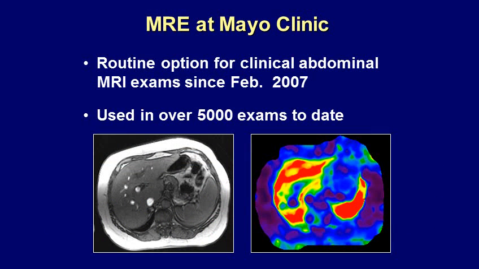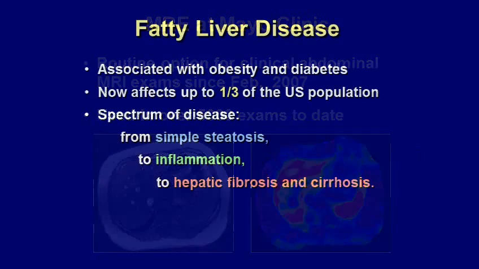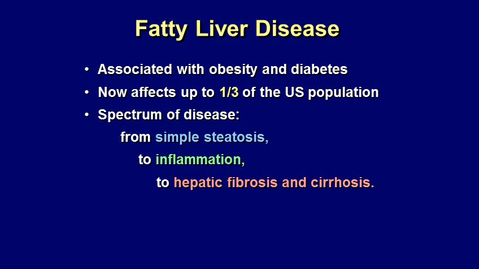MR elastography has been in clinical use at the Mayo Clinic since February in 2007, and it's been used in more than 5,000 examinations to date. The most common indication for using MRE has been fatty liver disease. This condition is associated with obesity and diabetes, and it now affects about 1 in 3 people in the U.S.